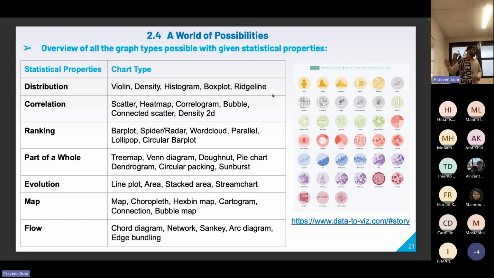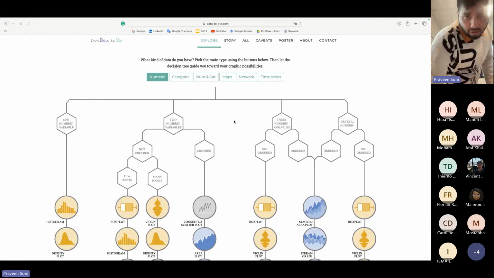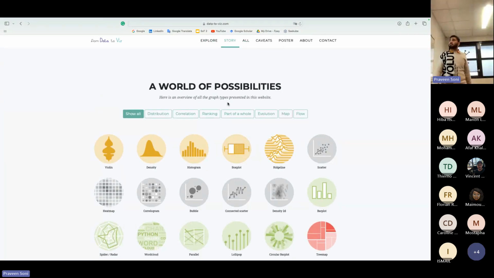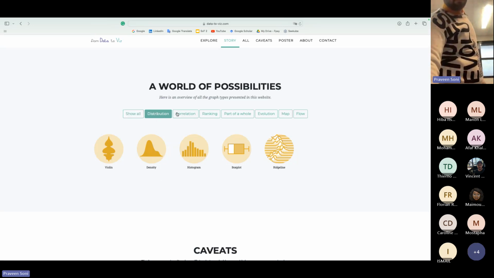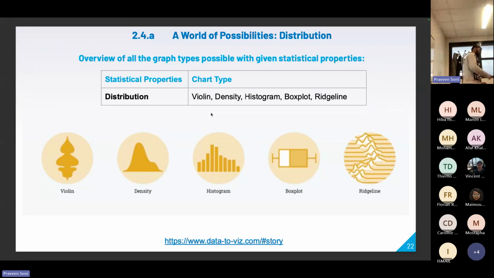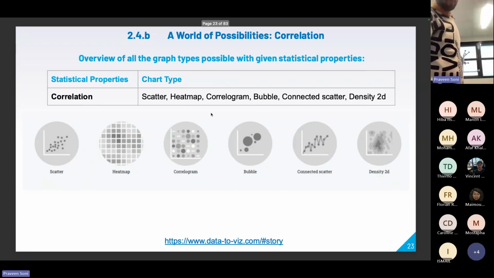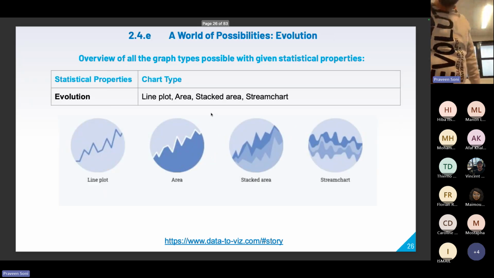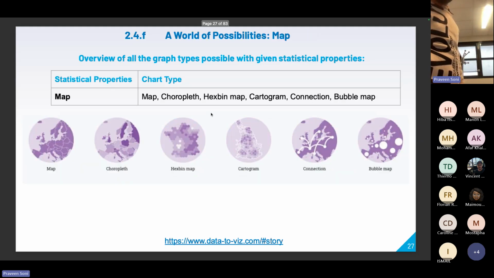I will not go into much detail on them, but I will let you explore, which you can find, I think, here. Yes, it is possible again on this website. I find it very interesting. You can find all of them, and when you click here, you can make them on that basis. So I will go a little bit quickly. For the distribution you can see different types of graphs are possible, for the correlation also. Then ranking again, then part of whole, evolution, where line chart, stacked, and stream chart.